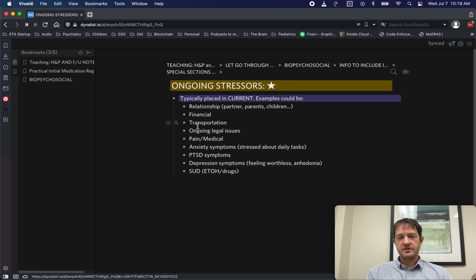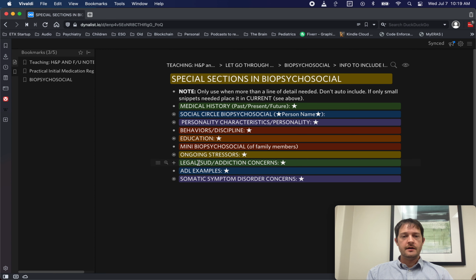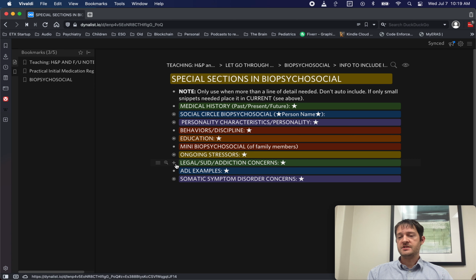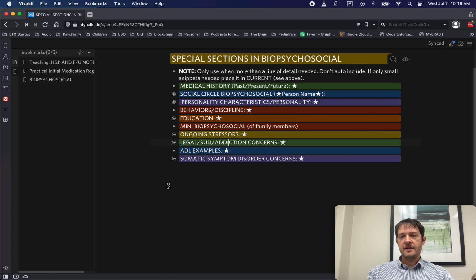Stressors can be relationship, financial, transportation, legal, pain, anxiety, PTSD symptoms, depression, substance use disorder. All sorts of things. I will put legal, substance use, addiction kind of issues as its own section, because if they've had a lot of problems with alcohol their whole life, that should be something that's a big part of their life forever with psychiatry, right?